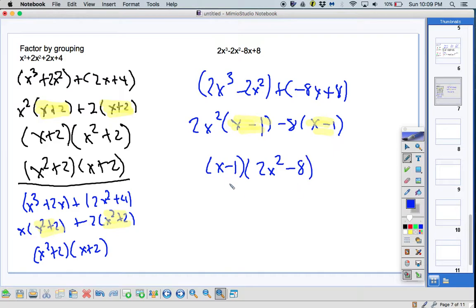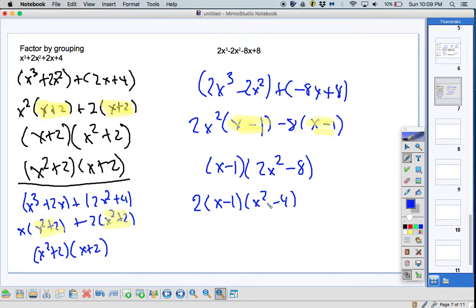Now, we've got to check both to make sure if there's anything else we can do. X minus 1 we're pretty much done with. This one we do have something in common. We have a 2 in common, so we're going to bring the 2 outside. When we bring it outside, we put it all the way out front. We don't leave it in the middle of a term. And what gets left behind is x squared minus 4. And we can check it. 2 times x squared is 2x squared, and 2 times 4 is 8.